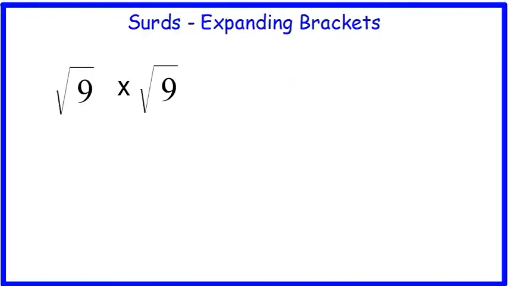Okay, just to remind us of what happens when you multiply two surds together and have the same number. It just goes to that number. So the root of 9 is 3, multiplied by 3 equals 9. So I can see both of those are the same thing.